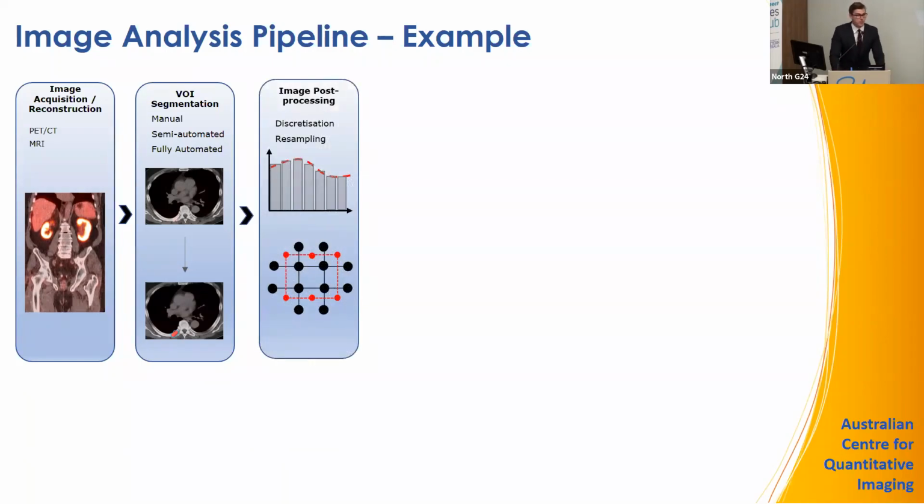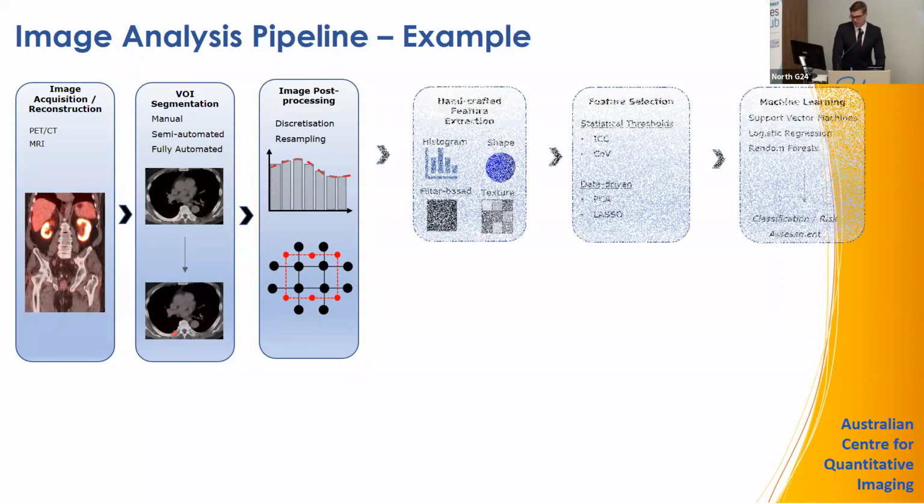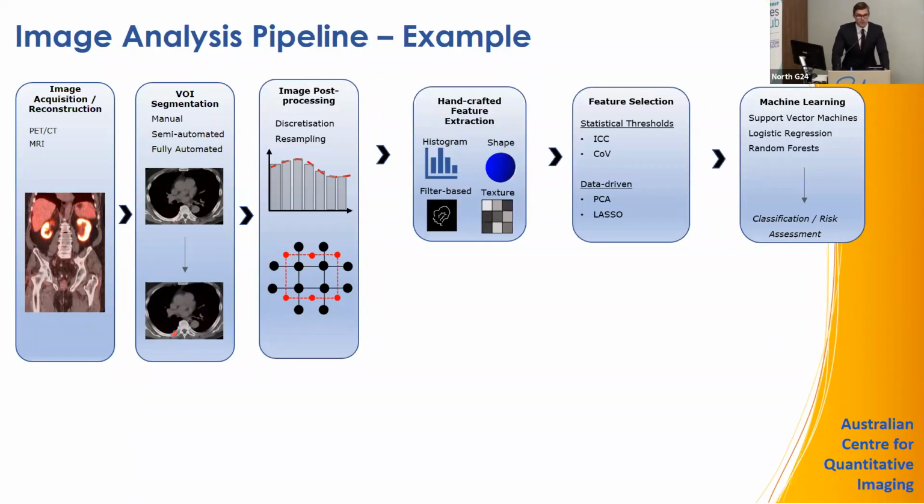Then you undergo some of those post-processing techniques that Nathaniel described earlier, so discretization, resampling, and you undertake your feature extraction process. So you extract some histogram features, some shape features, texture, filter-based, etc.